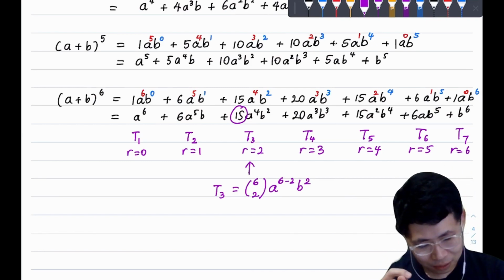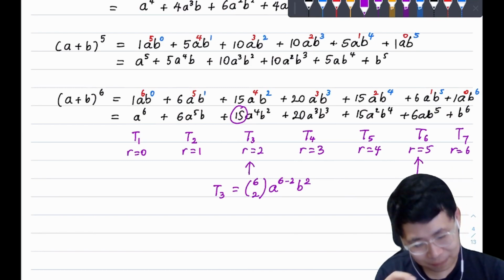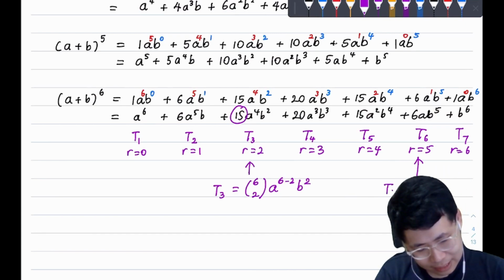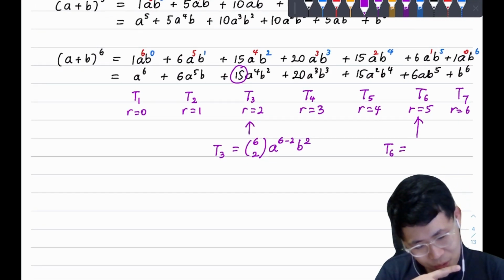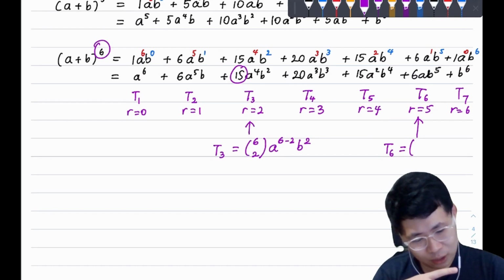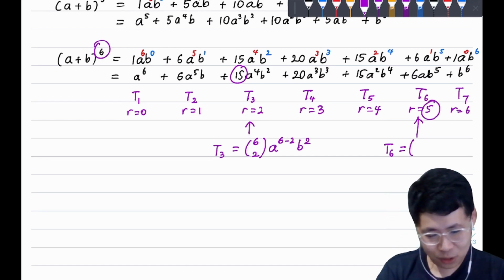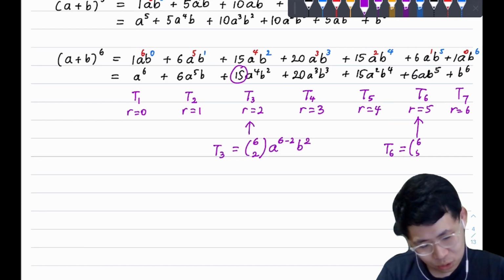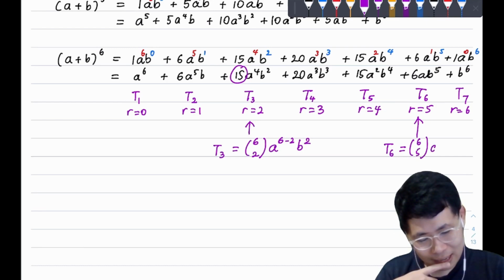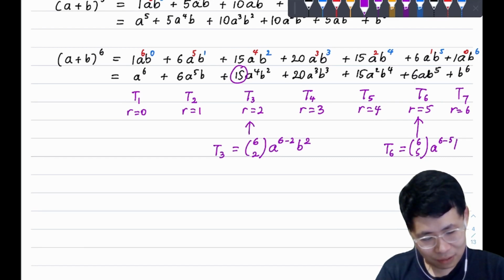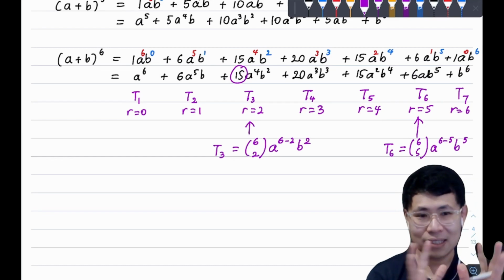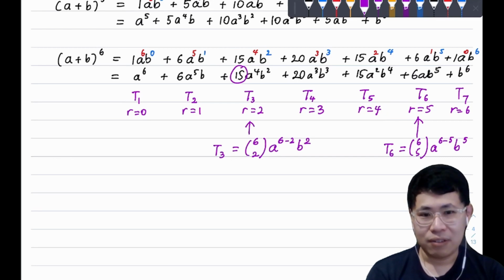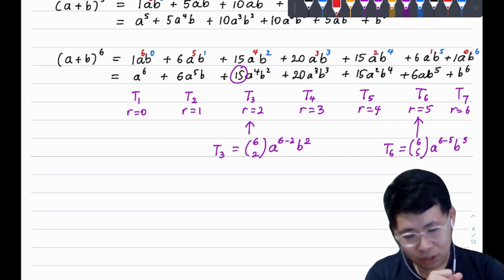Okay, let's look at another one over here. Let's look at this poor guy over here. T6. So T6 is equal to, now this is 6 choose 5, correct? 6 choose 5 is equal to 6. So it's 6 choose 5 times a to the power of 6 minus 5, which is 1, right? And we have b to the power of 5. Agree with this?